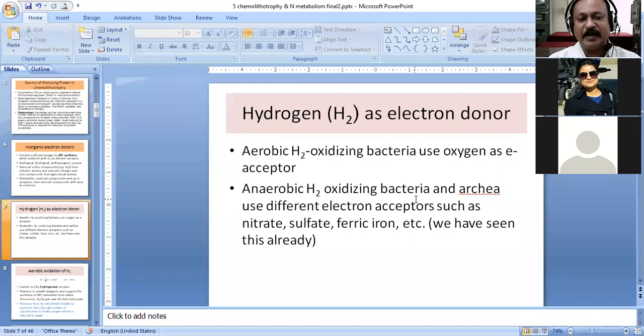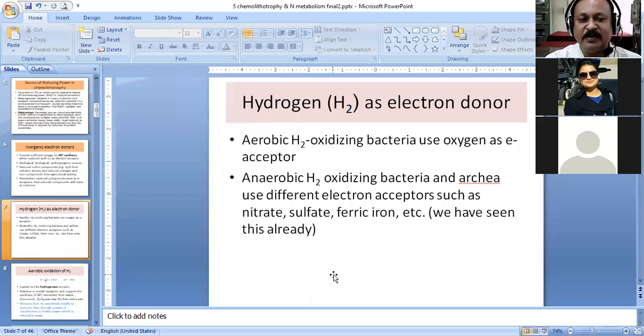And an anaerobic organism can also oxidize hydrogen. It can derive the electrons from hydrogen, but the electron acceptor is not oxygen. Instead of oxygen we can have nitrate, sulfate, ferric ion, and many other compounds which are already oxidized molecules. Because we have already seen this in anaerobic respiration, I'm not going to spend any time on that.